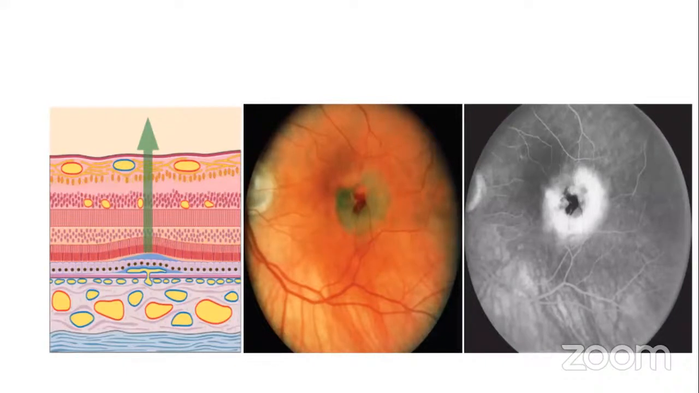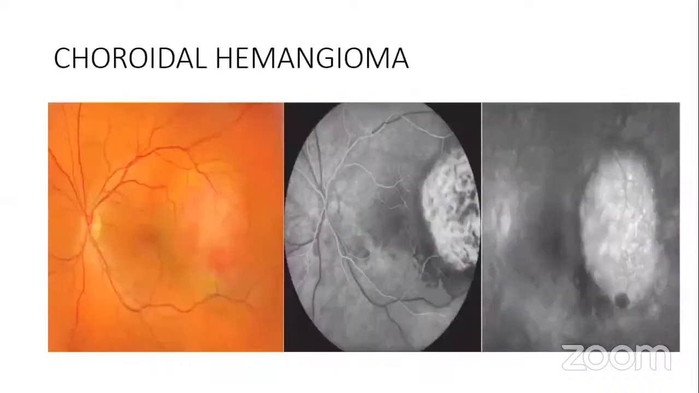ARMD with neovascularization, that's the wet form, and other causes. Now, what you have in this picture is a choroidal hemangioma. So this, the fundus photo, this is not so common in our environment. So this shows some vascularity within the tumor here.